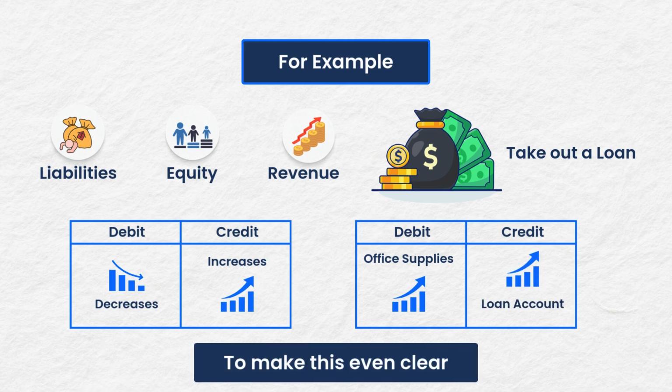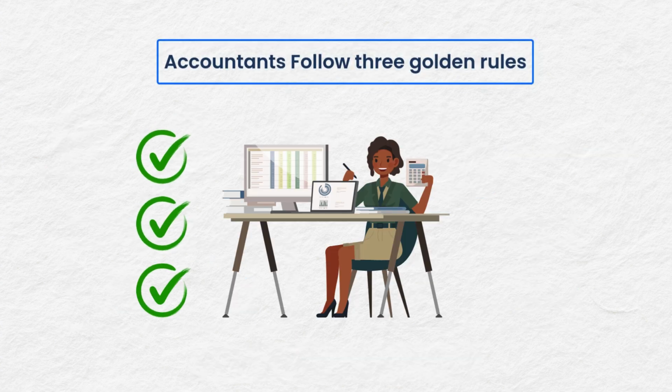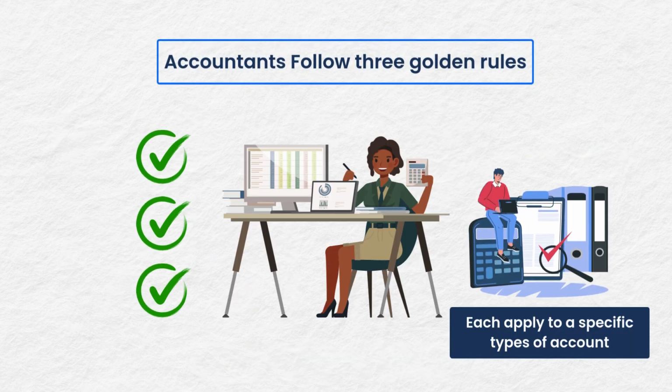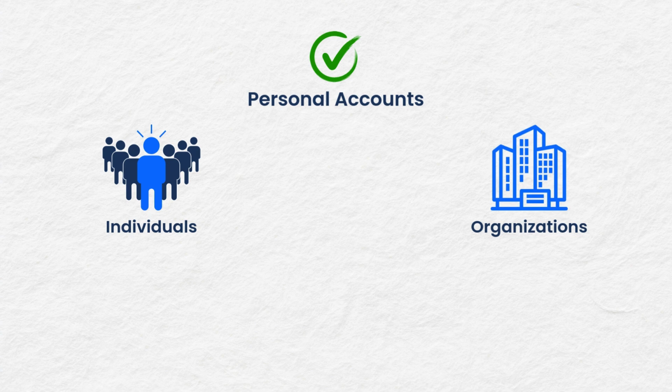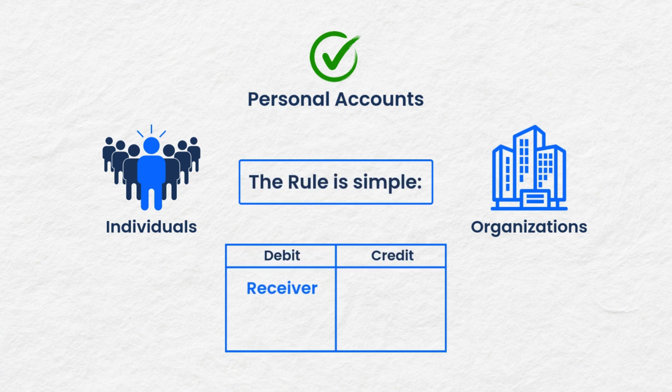To make this even clearer, accountants follow three golden rules, each applied to a specific type of account. Let's look at each one. First, we have personal accounts, which are accounts that deal with individuals or organizations. The rule is simple: debit the receiver and credit the giver.